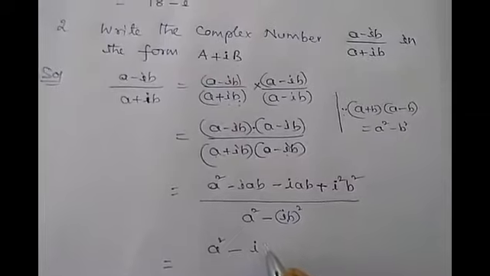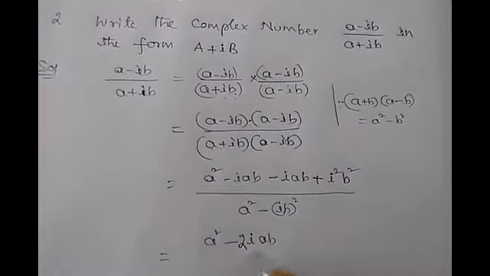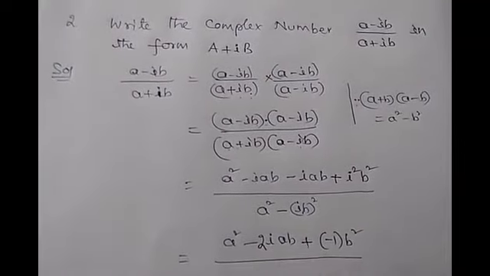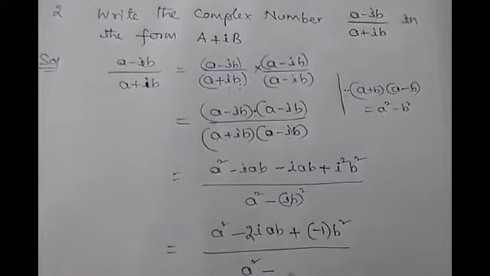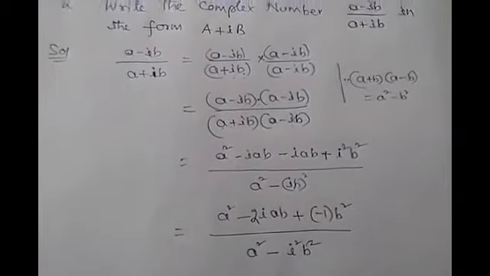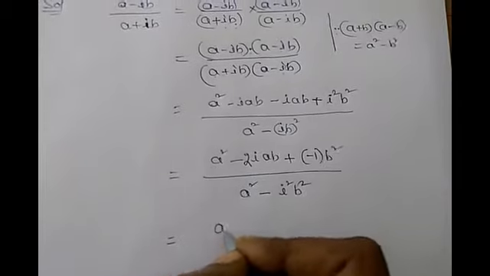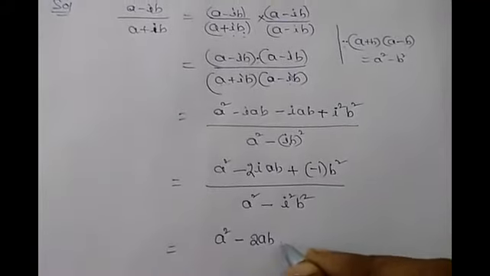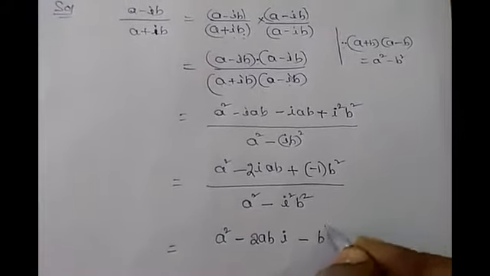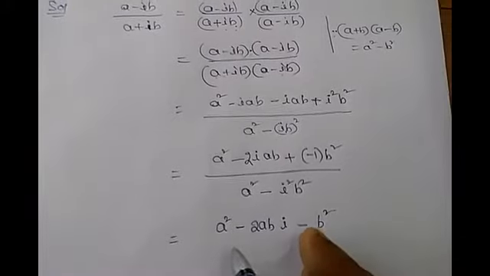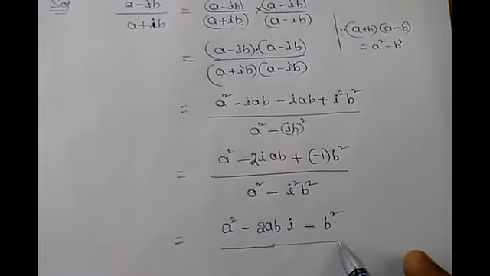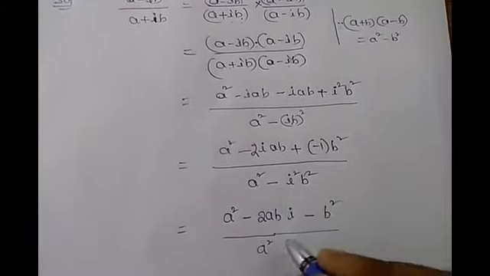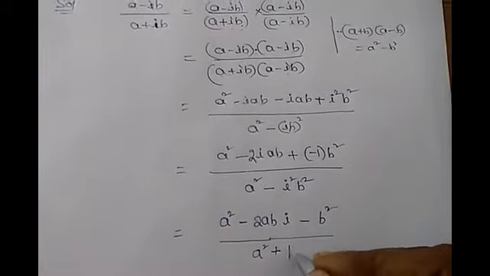So minus 2iab. Plus i square value is minus 1, so minus b square, by a square minus i square into b square, which is equal to a square minus 2ab into i minus b square, divided by a square. The value of i square is minus 1, minus into minus gives plus b square.